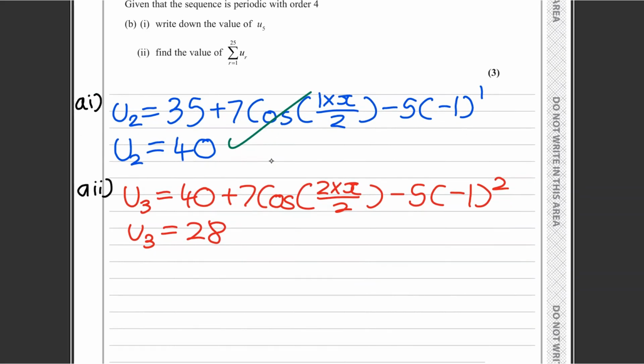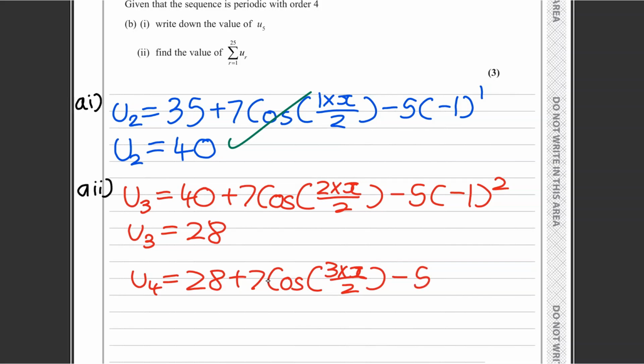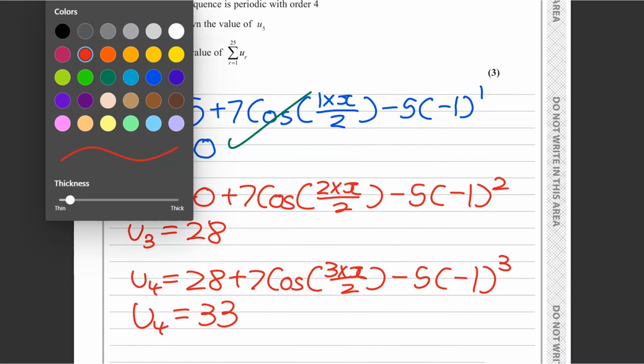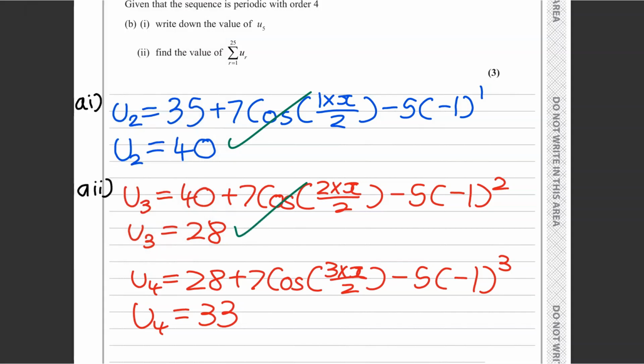So now if we're trying to find u4, we're going to sub u3 into this here. So u3 is 28, and that's going to be plus 7 cos. So now n is going to be 3, so it's 3 times pi over 2 minus 5 and then minus 1 to the power of 3. So if you put this into your calculator, this is equal to 33. So to get the 2 marks here, you get 1 mark for finding u3 and 1 mark for u4.